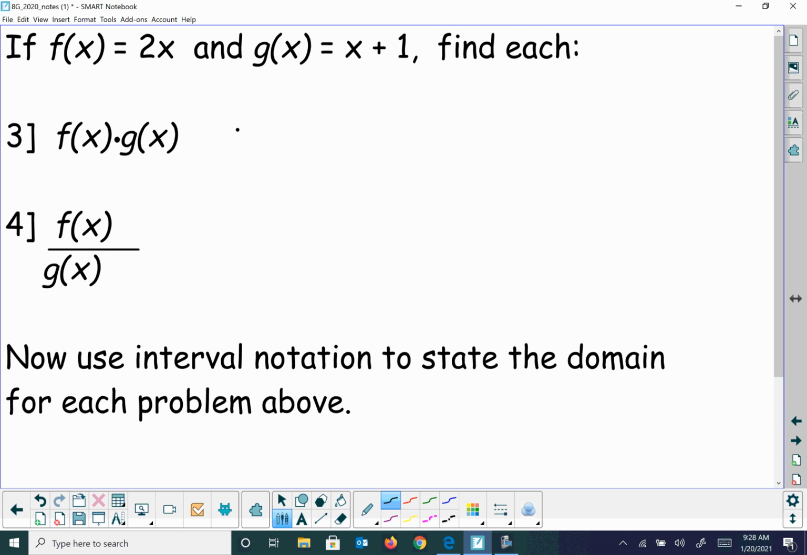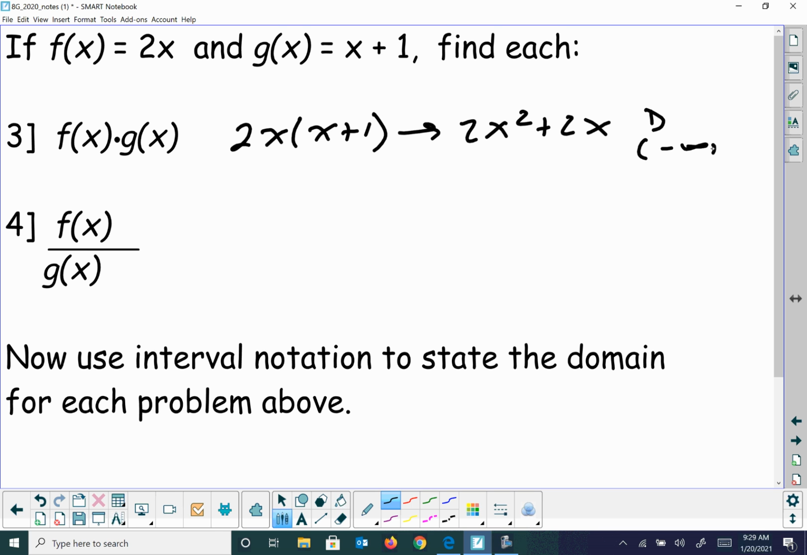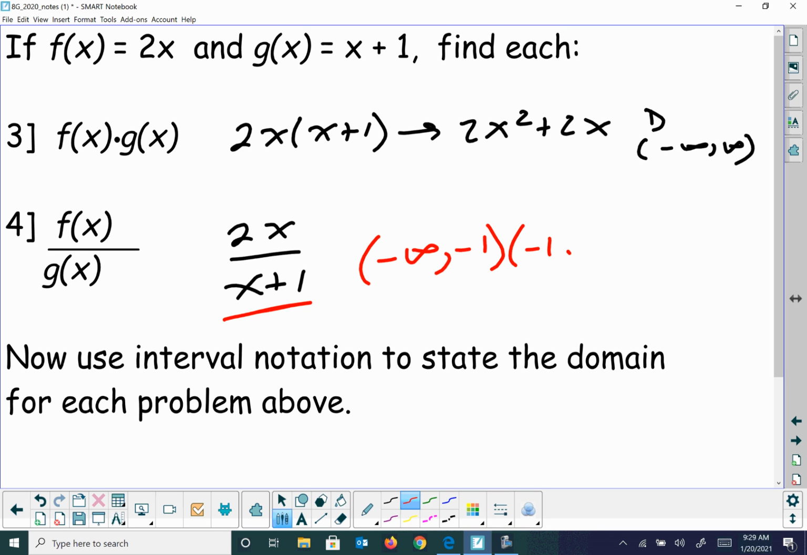Now if I was going to multiply them, I'm going to go 2x and then x plus 1. So that's going to give me 2x squared plus 2x. My domain of that one still will be negative to positive infinity. Then if I was dividing them, I'm going to go 2x over x plus 1, and that's really all you have to do there unless things reduce, and they don't reduce here. Now, because I have this in the denominator, that means my restriction is -1. So I'm going to have soft brackets at the -1, so that's what our domain of number 4 would be.